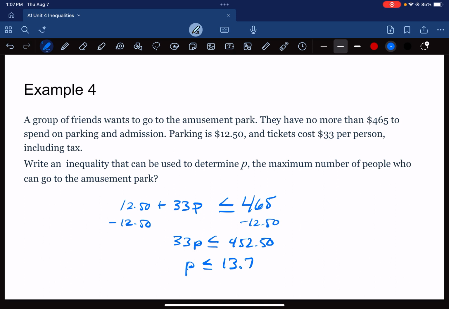Now, can you have 0.7 people? No. So what's the maximum number of people you can send? The max you can send to the park is 13 without spending more than $465. Okay?